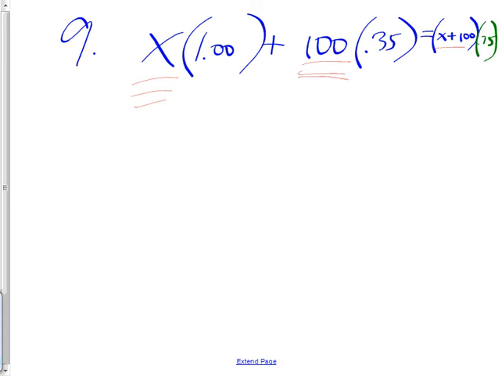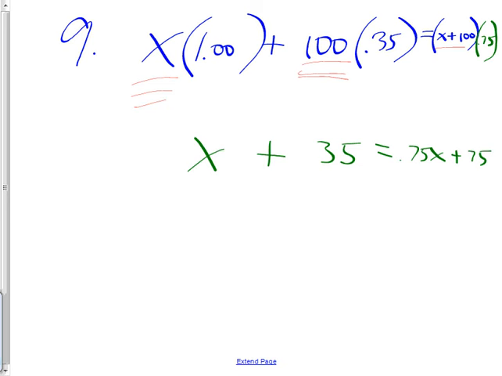Now, from here, your choice. I personally cleaned it up a little bit before I tried to type it in the calculator because it saved me a lot of time. 1.00 times X is just X. And 100 times 0.35, if you can't do that, come on, we shouldn't be up in precalc. Multiply that, move the decimal over 2 spots, 35. And then this other one, 0.75X. And then the last part is 0.75 times 100, which would be 75.